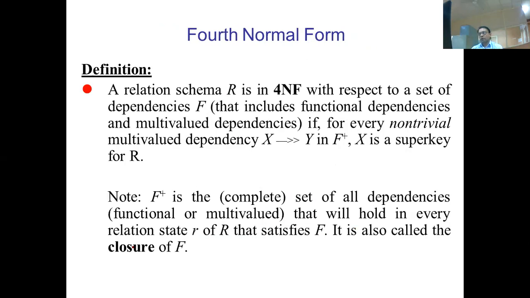Fourth normal form. This fourth normal form is based on the concept of multivariate dependency, and a table is in fourth normal form if it does not have any multivariate dependencies. The definition goes like this: a relation schema R is in fourth normal form with respect to a set of dependencies F, which includes both functional and multivariate dependencies, if for every non-trivial multivariate dependency X multi-determines Y in F plus, X is a super key of R.